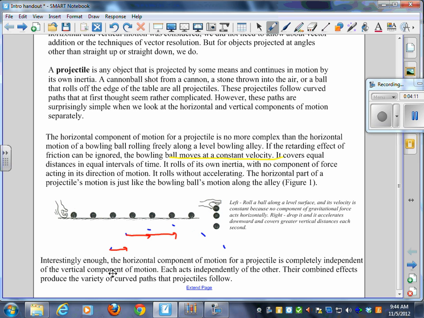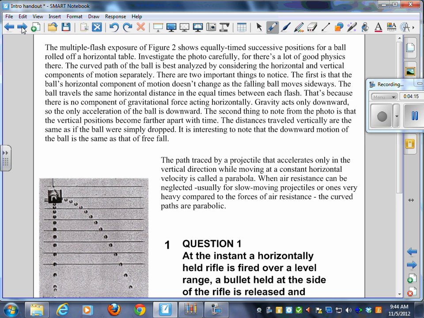Their combined effects produce the variety of curved paths that projectiles follow. It's an example of vector addition. The multiple flash exposure, Figure 2, shows equally timed successive positions for a ball rolled off a horizontal table. Investigate the photo carefully, for there's a lot of good physics there. The curved path of the ball is best analyzed by considering the horizontal and vertical components of motion separately.